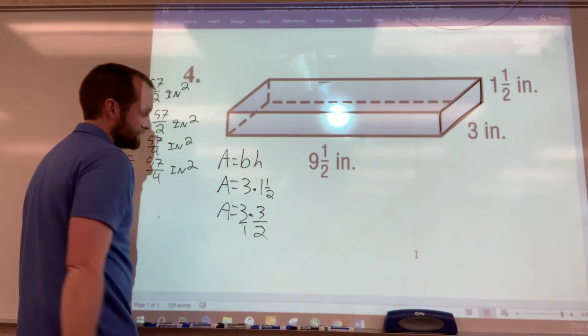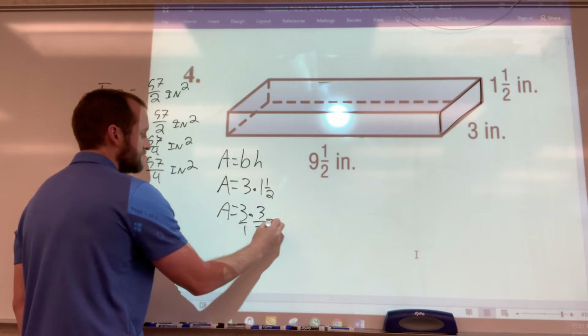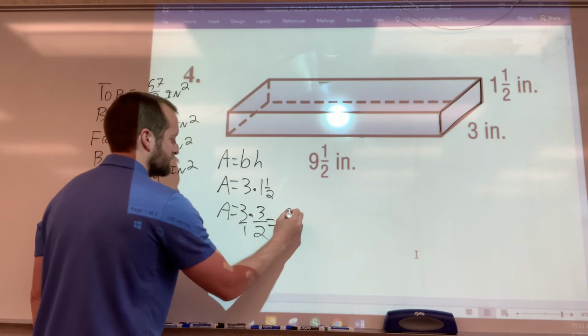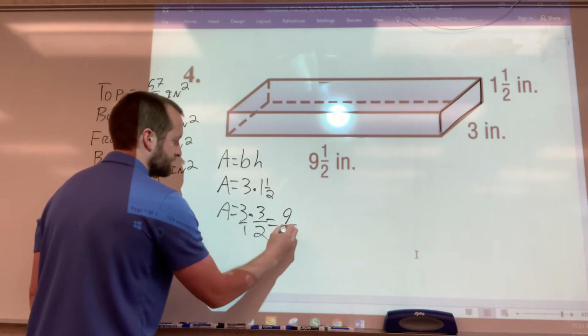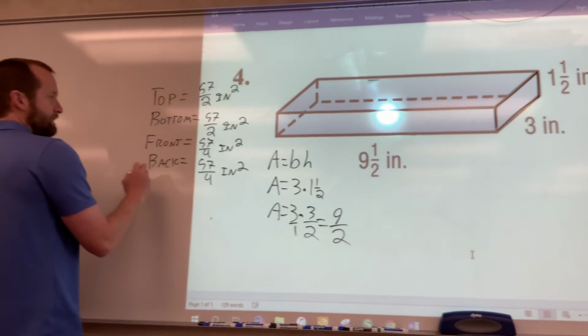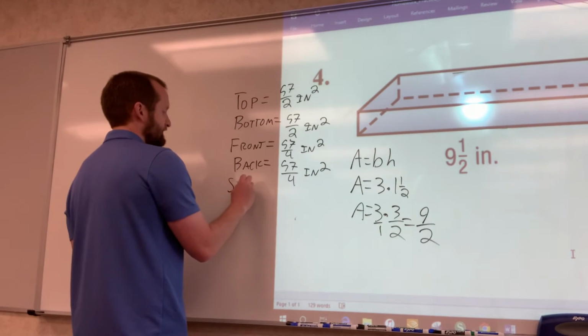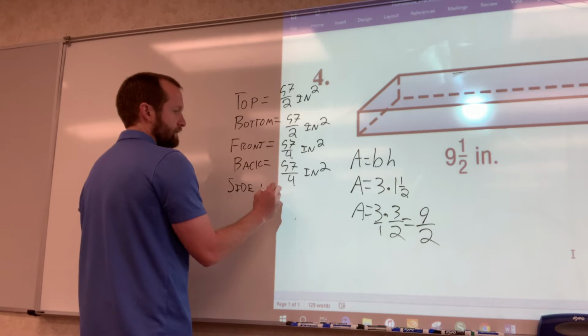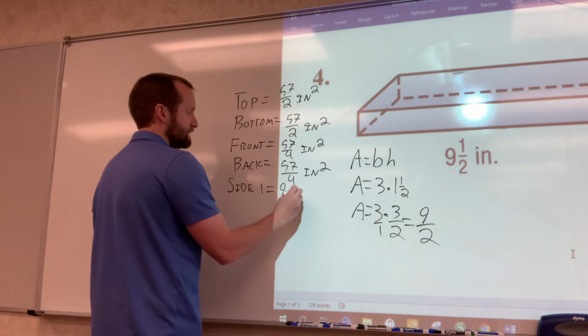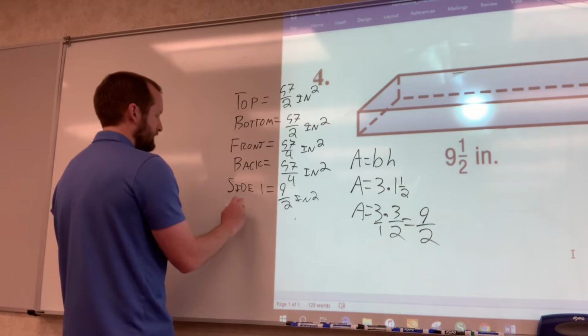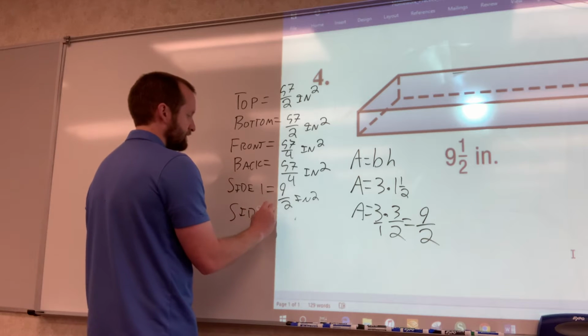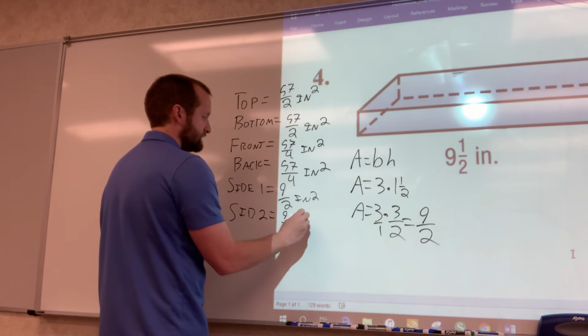So 3 over 1 times 3 halves. So let's multiply straight across. 3 times 3 is 9. 1 times 2 is 2. So for the two sides, we'll just put side 1, side 2, equals, has an area of 9 halves inches squared. Okay? Side 2 equals 9 halves inches squared.